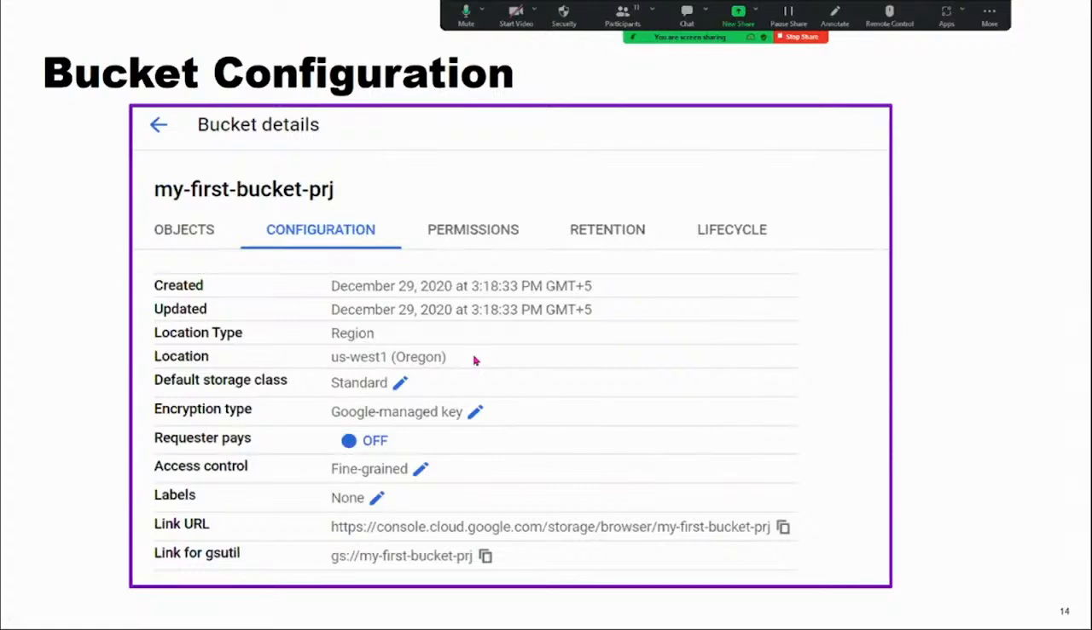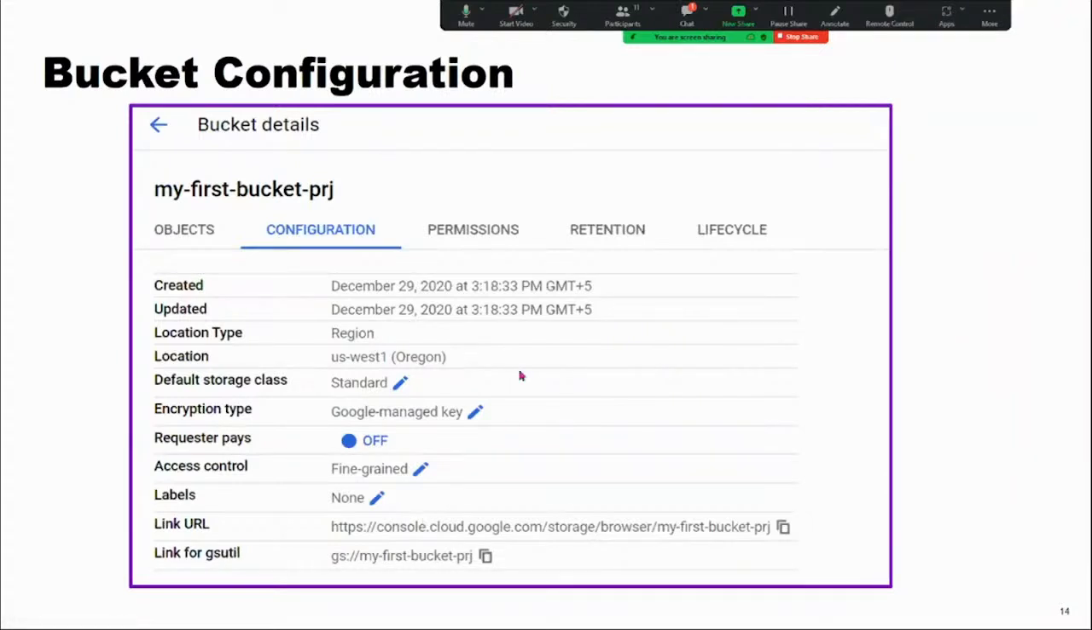If you wanted to edit it, you just have to delete your entire bucket and create your bucket with that particular location. That location is a region, multi-region, or dual region, as per your question. But there are a few things, as you selected a storage class standard as well as access control fine-grained, and labels if you wanted to add. So these are the editable properties.